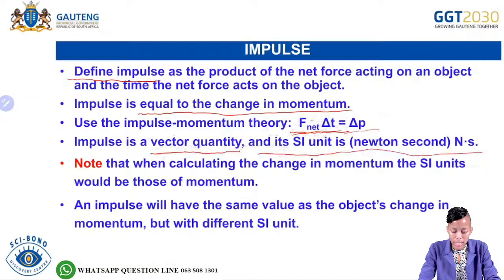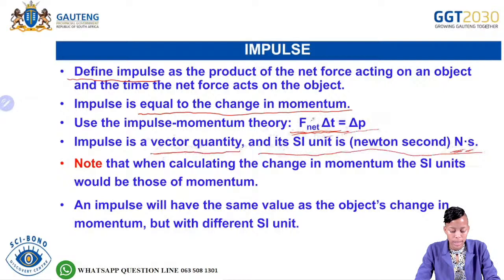So where do the SI units come from? Remember, F net is a force. So the SI units of F net would be what? Would be Newton. And then the change in time, the SI unit is what? The SI unit would therefore be second. So Newton second, not Newton per second.